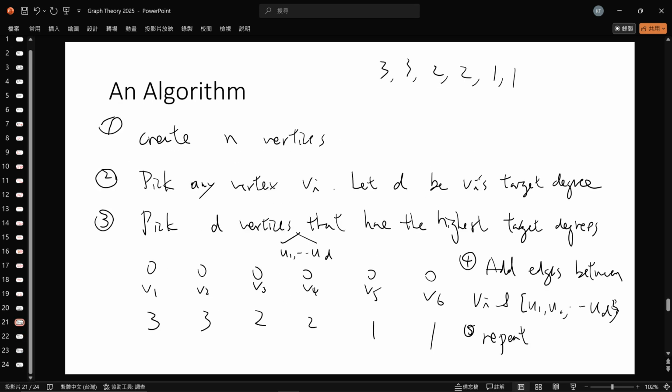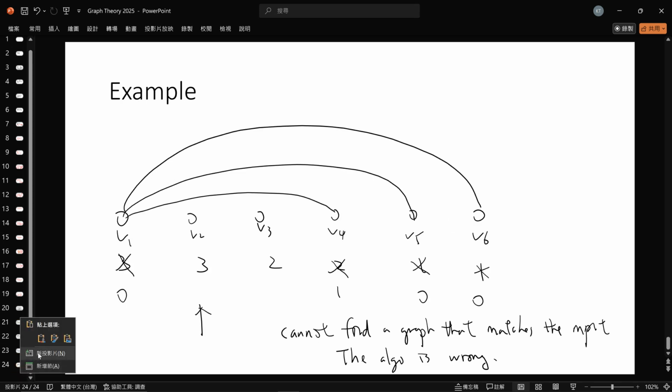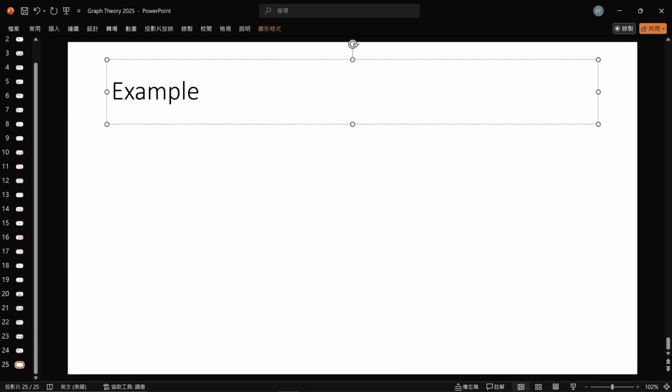Now, can the first algorithm have the same problem? Is it possible that the first algorithm tells you that it is impossible, however, the degree sequence is graphical? Okay. So in other words, we need to prove that the algorithm is correct. I'm going to leave the proof to the next week, but we can try more examples.